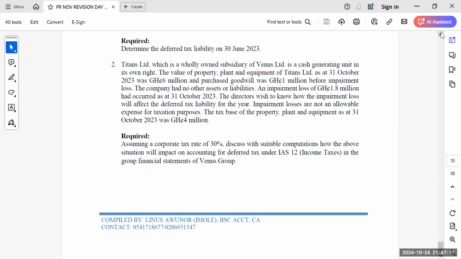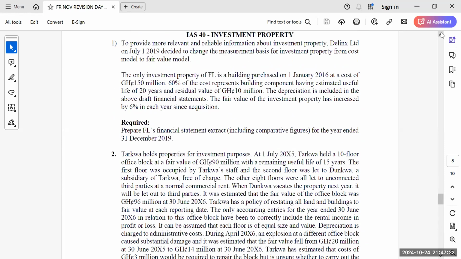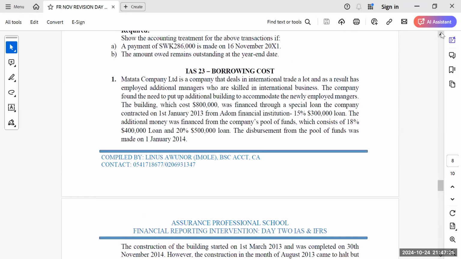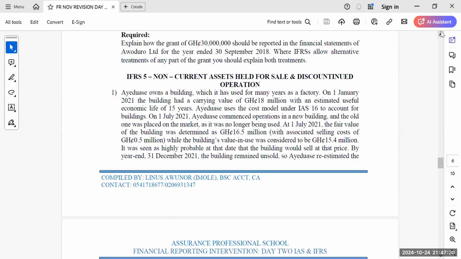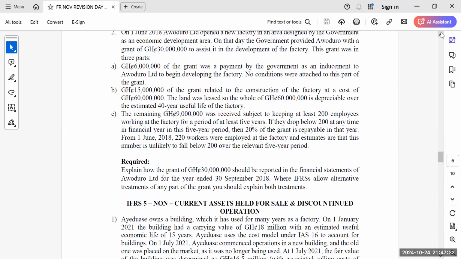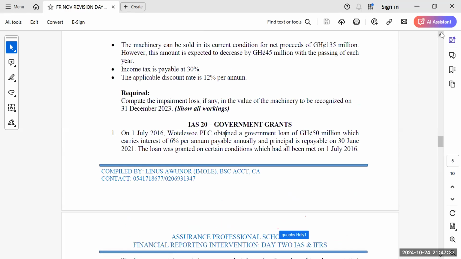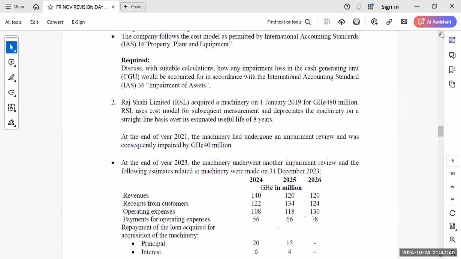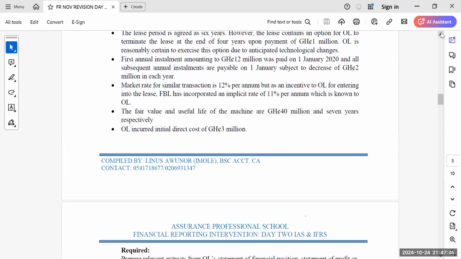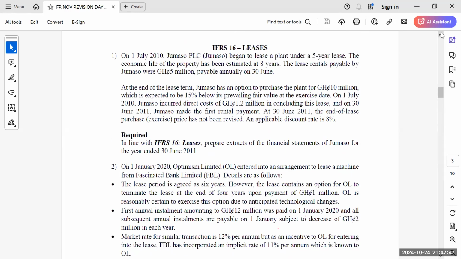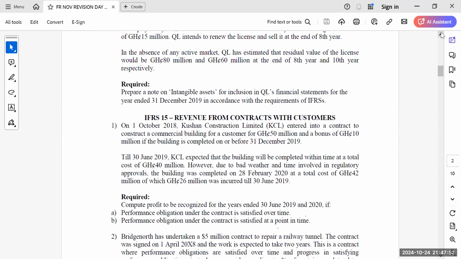Oh, we are almost done, crowd. So PPE, investment property, the borrowing cost, effect of exchange rate. Is that I didn't include this thing. What are the standards that we didn't include? Income tax is there. Yeah, I've seen it. What are the standards that we didn't include over here? Borrowing cost. It's 37. 37 is not here.